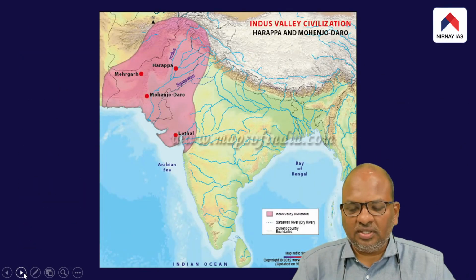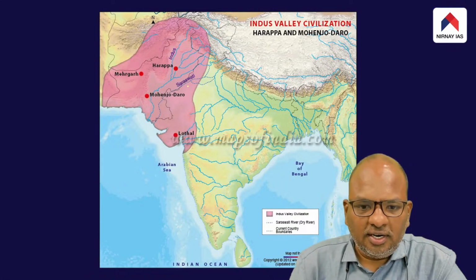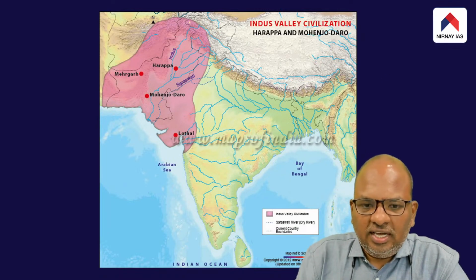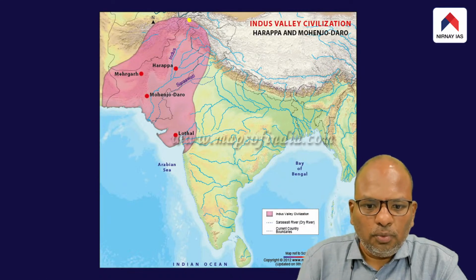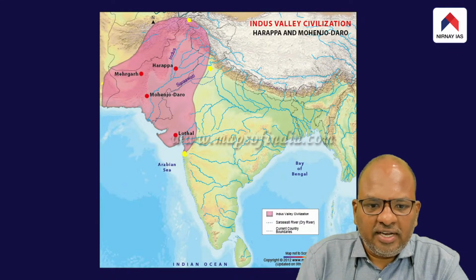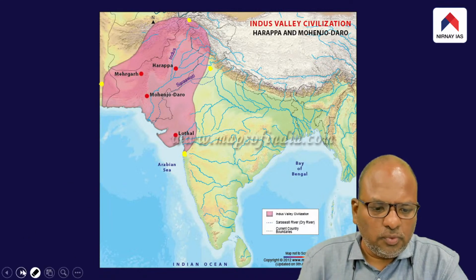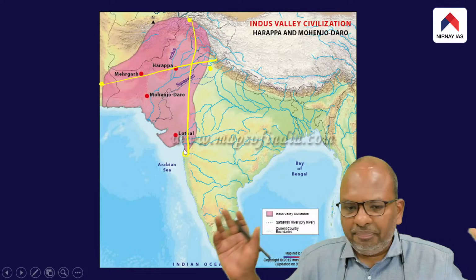Now, let us try to understand the reasons for the decline of the civilization. Take a look at this picture. This is the geographical extent of the Indus Valley civilization. It was no small civilization. It spread from Kashmir in the north to Maharashtra in the south, and from western UP in the east to Afghanistan in the west. It was a very extensive civilization.